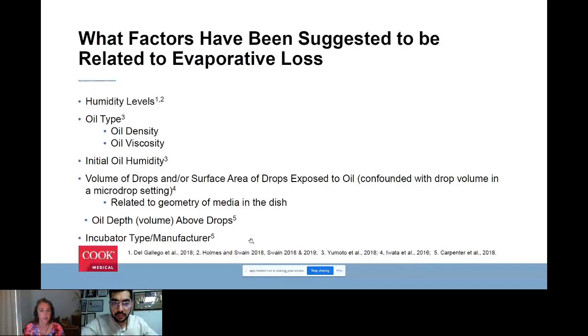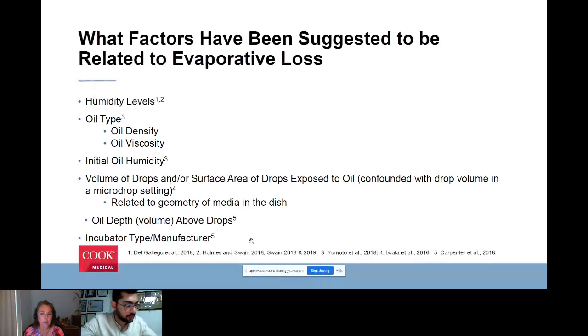So the first experiment, here we have results measuring the rate of the osmolality change in humid versus dry conditions with 3 different oils from different manufacturers. The general conditions were 30 microliter medium drops with an overlay of 3 ml of oil in a 35 millimeter dish, and time 0 equals the time the dishes were placed into the incubator.